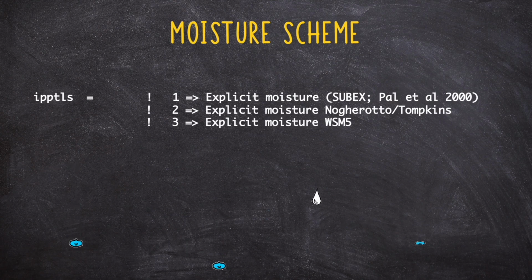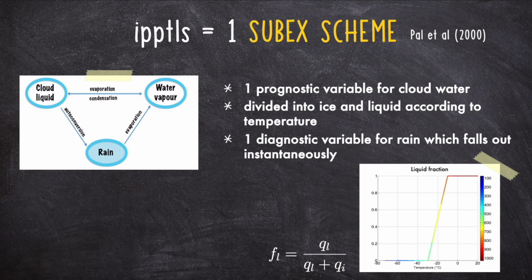Now we can analyze the moisture scheme, which is the parameterization that resolves the large-scale precipitation. In RegCM, we have three options. So setting IPPTLS to 1, we activate the SUBEX scheme, which is the oldest scheme, developed in 2000 by Pal et al. And it deals with one prognostic variable for cloud water. It divides ice and liquid according to the temperature, and it has one diagnostic variable for rain, which falls out instantaneously.